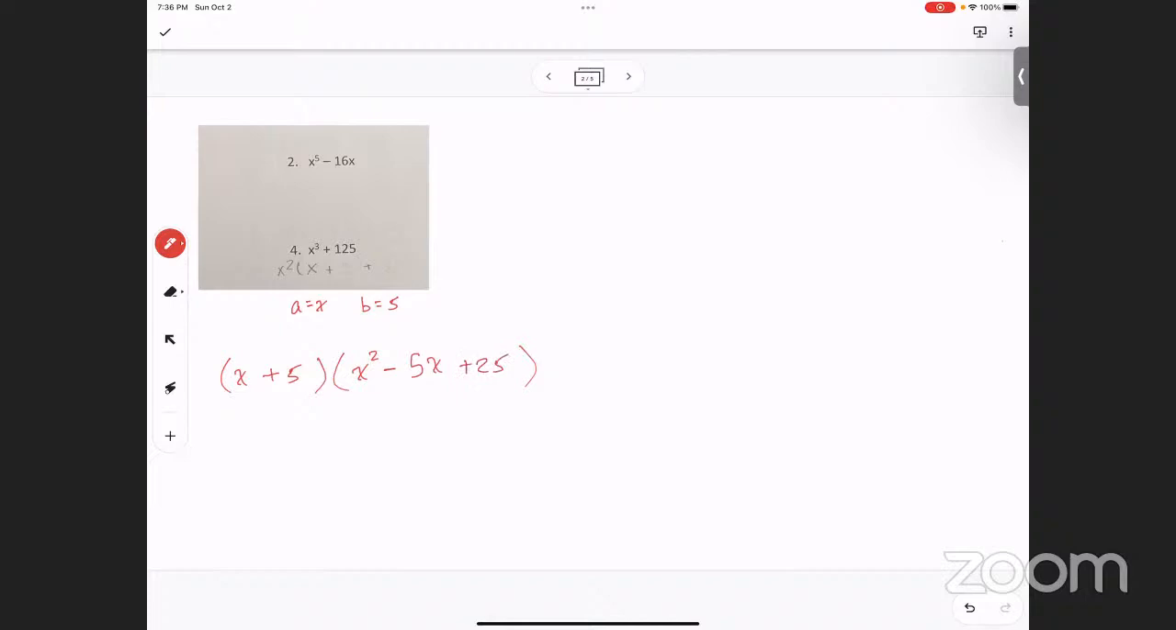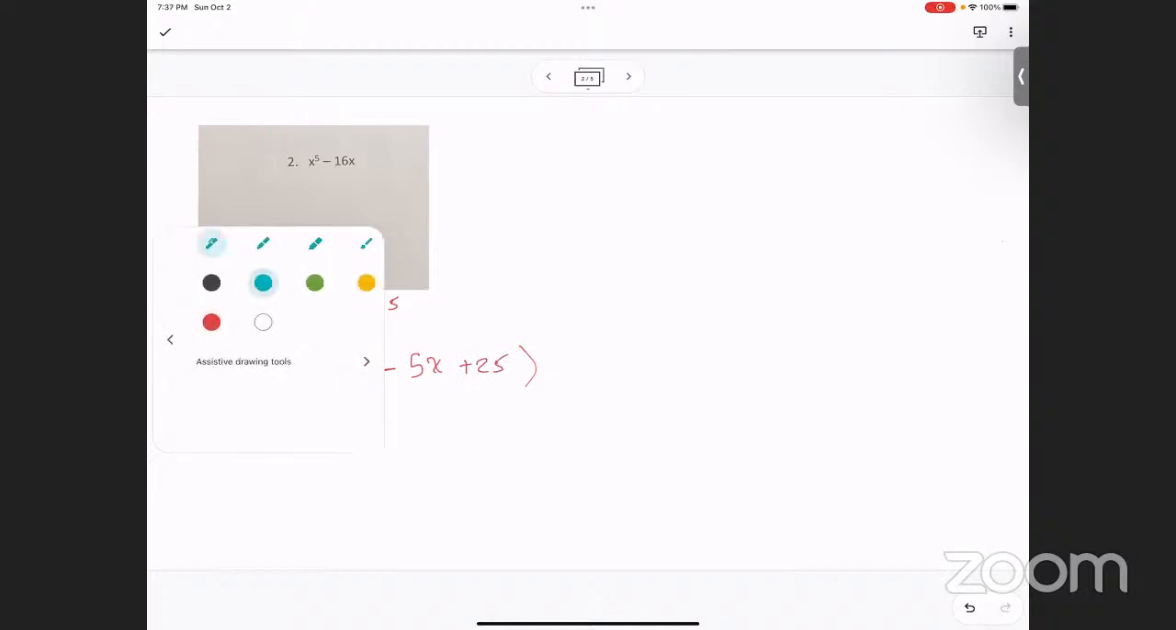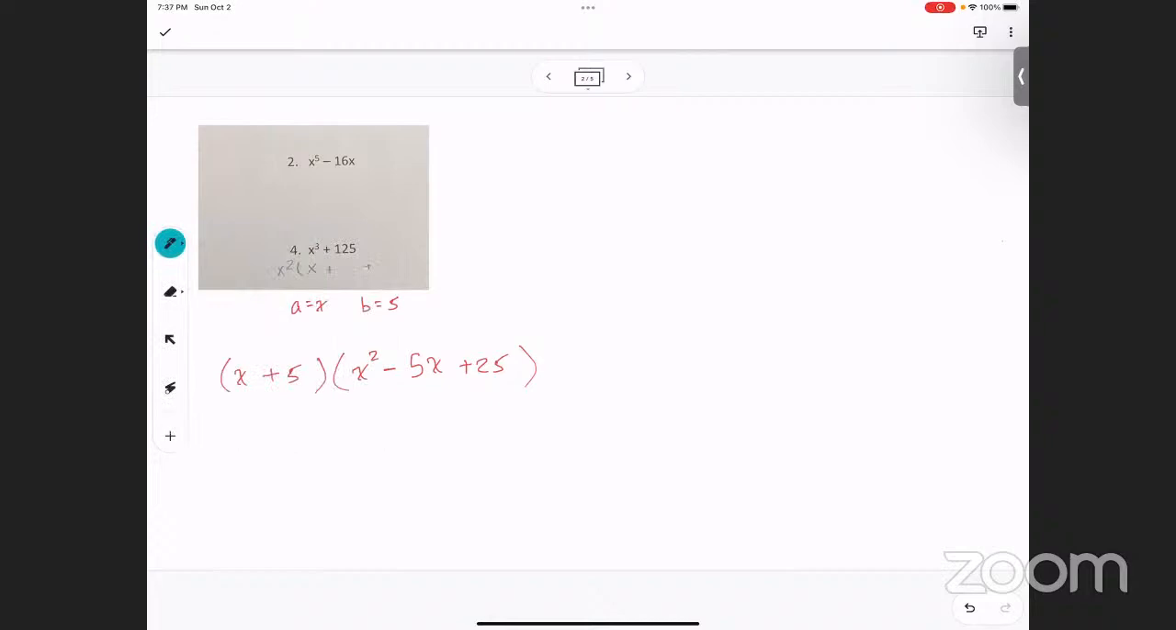Now let's check it to make sure it works. The way we check it is we multiply it back out. So x times x squared is what? X cubed. Good. And x times negative 5x is? Negative 5x squared. Good. And x times 25 is?